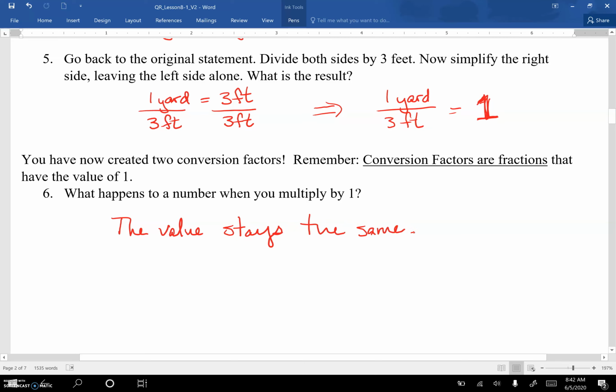So how is this important when we're converting units? Well, when we're converting units, we don't want to change the actual quantity. We just want to change the unit on that quantity. And so when we multiply by these conversion factors, we're not changing the value. All we're doing is changing the units.